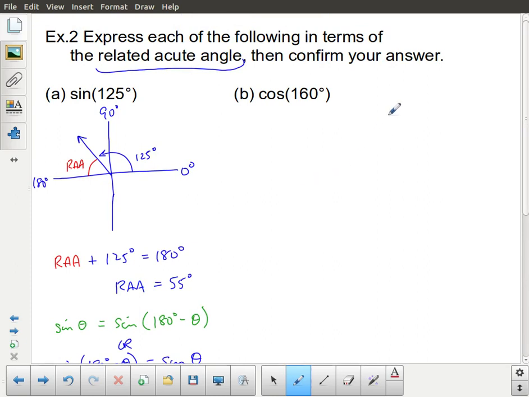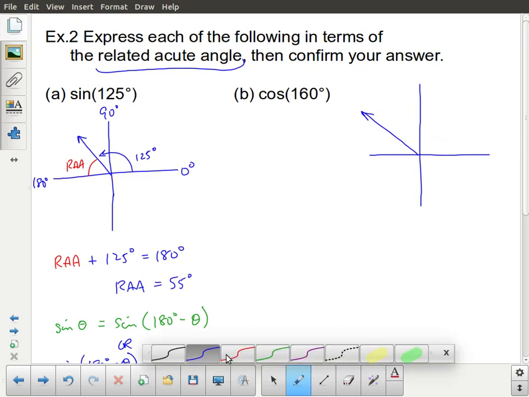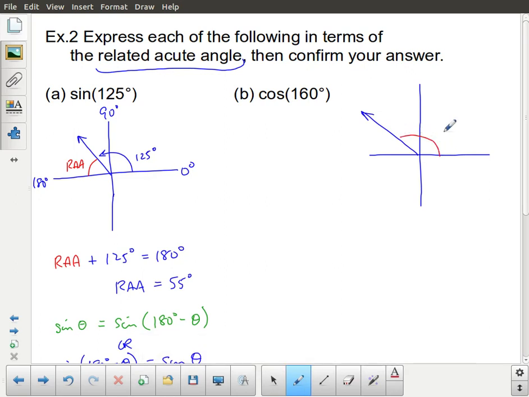Okay, how about cosine? Let's do the same thing. First of all, a quick sketch. You can see I'm not being too careful here. It is just a quick sketch. Between 90 and 180 would be over there. 160 degrees, I'm going to change the color here. There is my obtuse angle of 160 degrees. Here is my related acute angle.